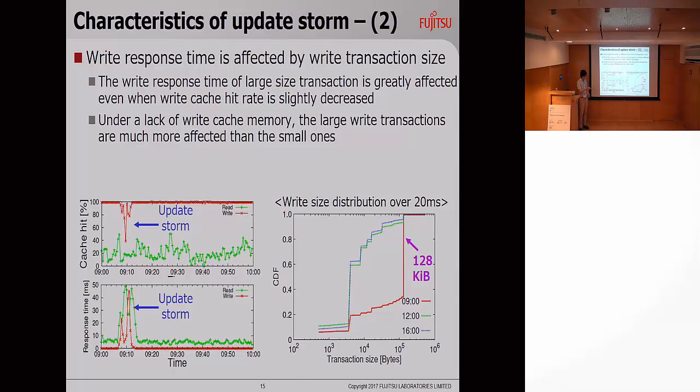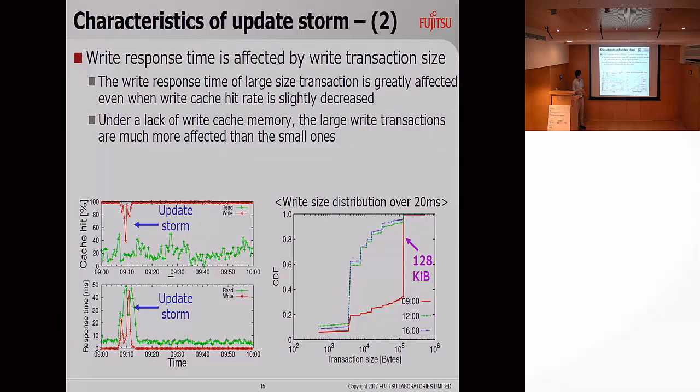Next, please look at these graphs. In these graphs, the x-axis is time, and the update storm actually occurred at this time. The above graph indicates the cache hit rate, and the below graph shows the response time.